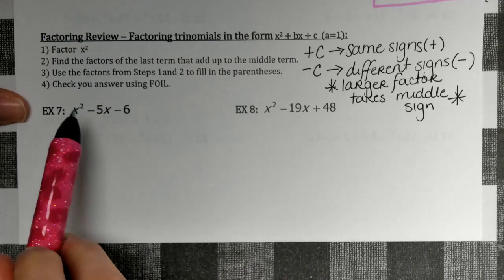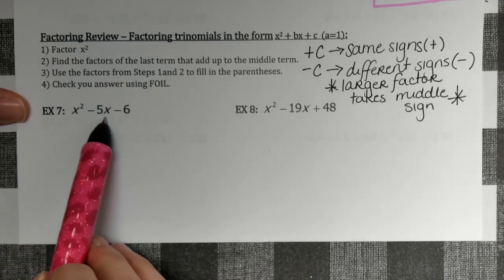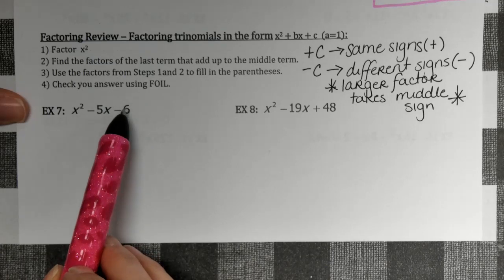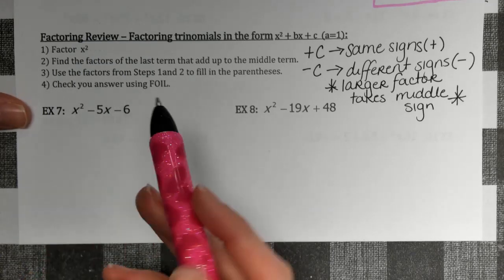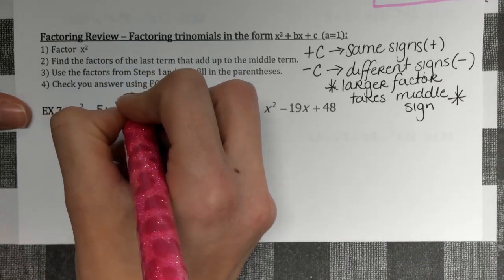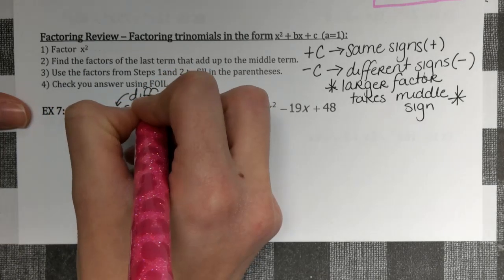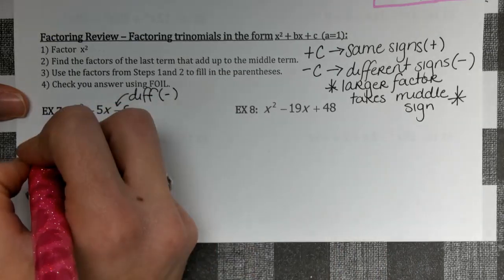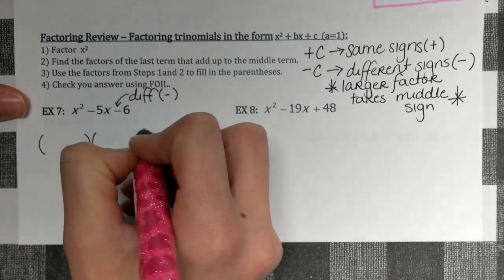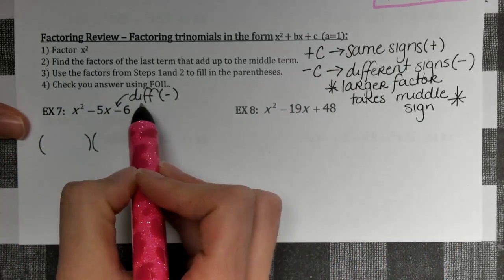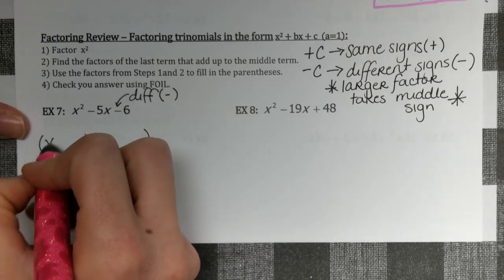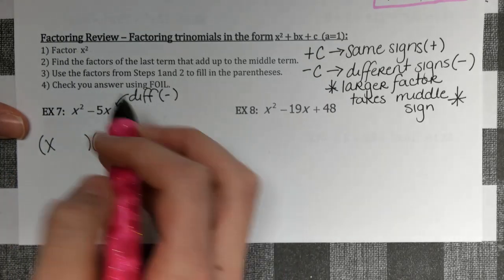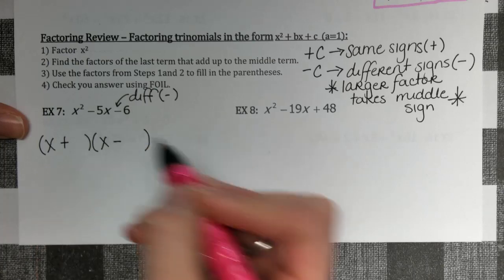Okay, so if we look at our first example, I've got x squared minus 5x minus 6. I want factors of 6 to give me a 5. But it's a minus 6, so that tells me they're going to be different signs. I'm going to subtract. Okay, so I know it's going to split into two sets of parentheses. I know I'm going to have an x and an x, and because they're different, one's going to be positive, one's going to be minus.